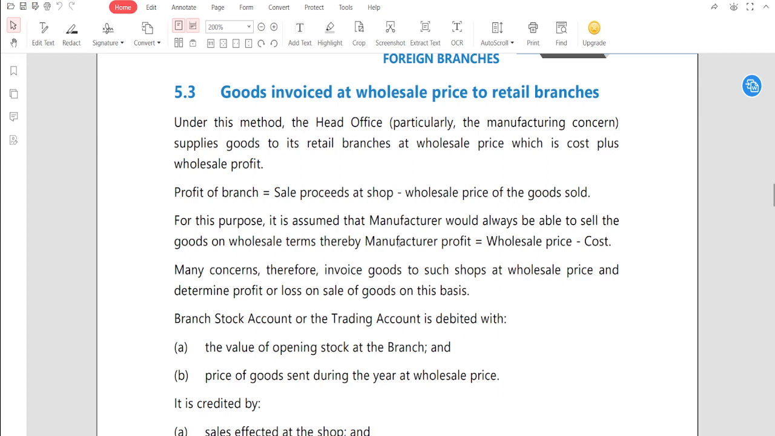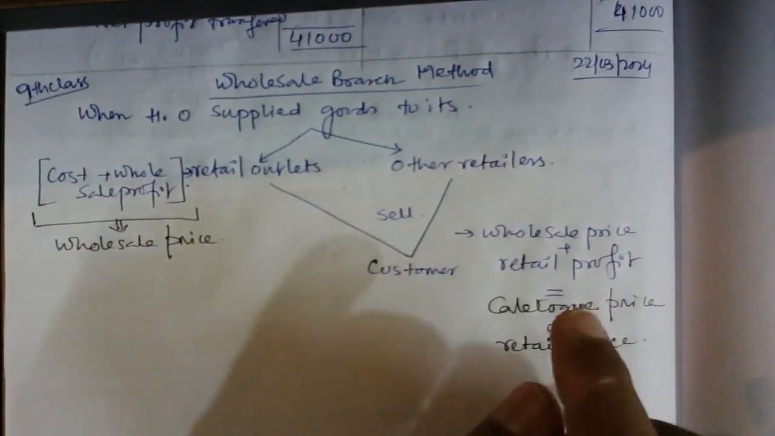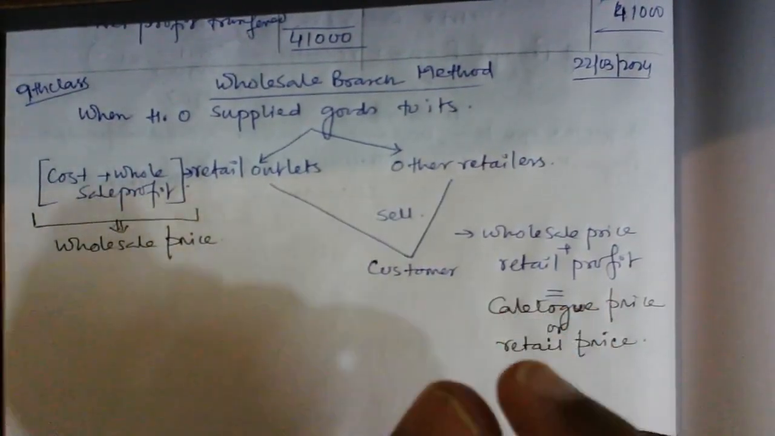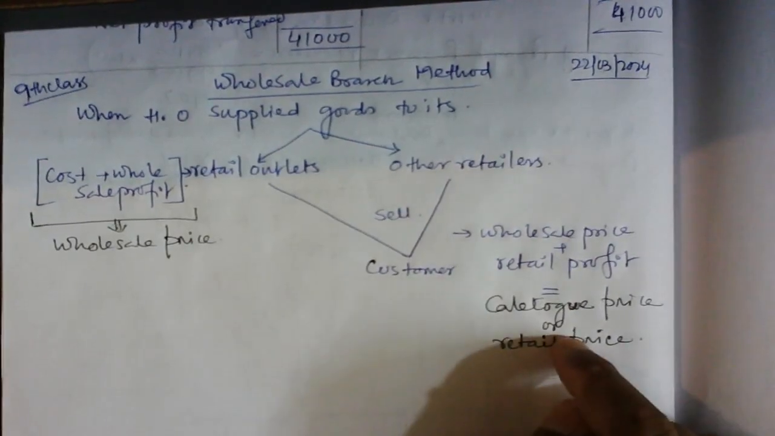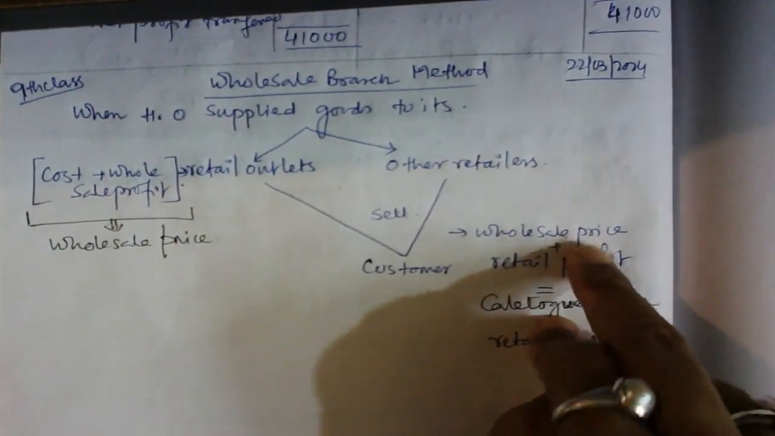We know that when the retail outlets sell the goods to their customers, they will add some retail profit, and then wholesale price plus retail profit will be equal to catalog price. So the profit for the branch is nothing but the retail profit. What is the retail profit? If you see the formula, profit of the branch is the sale proceeds of the shop minus wholesale price. The price at which they sell is the catalog price, you can say it's the sell price. So this sell price minus the wholesale price becomes the retail profit.